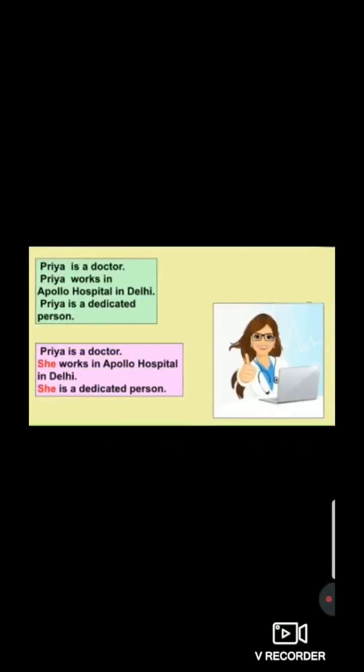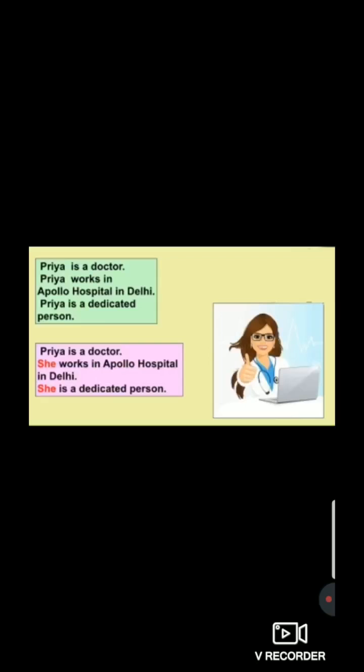Priya is a doctor. Priya works in Apollo Hospital in Delhi. Priya is a dedicated person. So students, in the first sentence, in the green color box, if you see, Priya is written 3 times. Means we are calling out Priya's name 3 times, right? So there is no need of writing Priya again and again. We can write Priya only 1 time, and after that we can use a pronoun word.